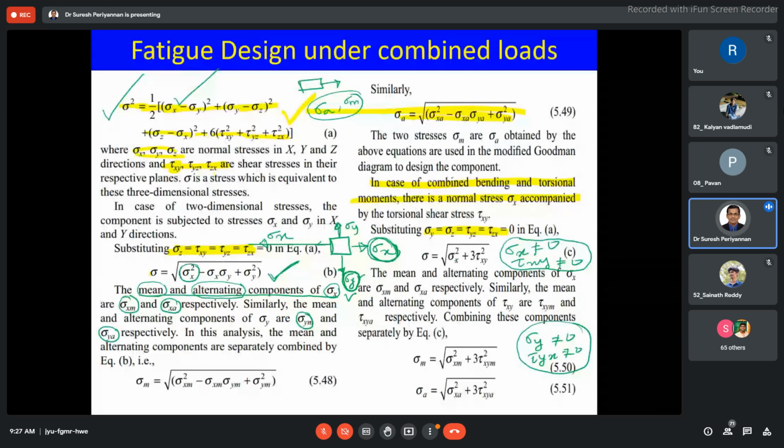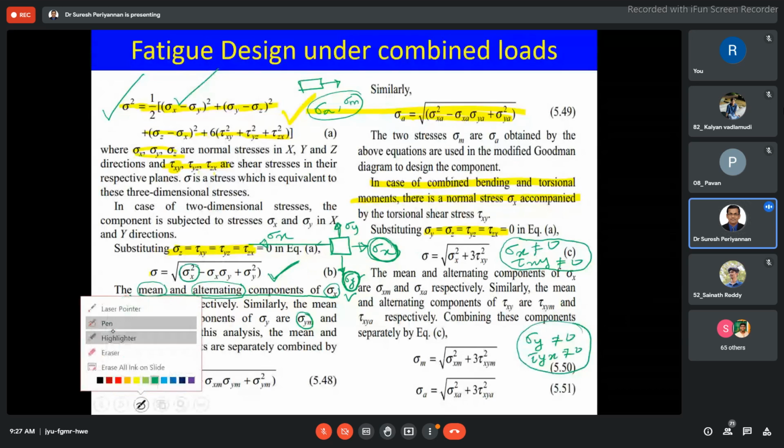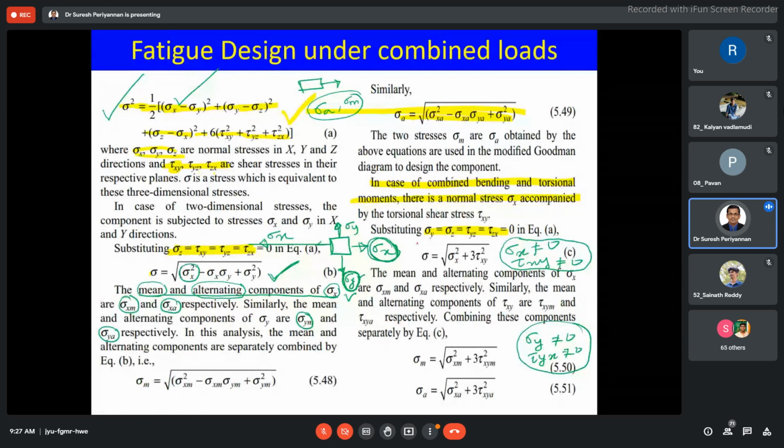Finally, you are going to obtain this equation. This is our stress, sigma, and sigma is a function of sigma x, the axial condition, and tau xy, the torsional shear stress condition.